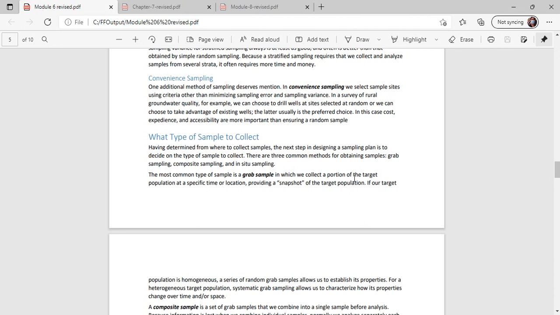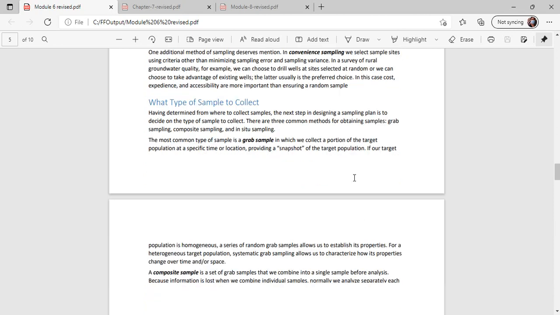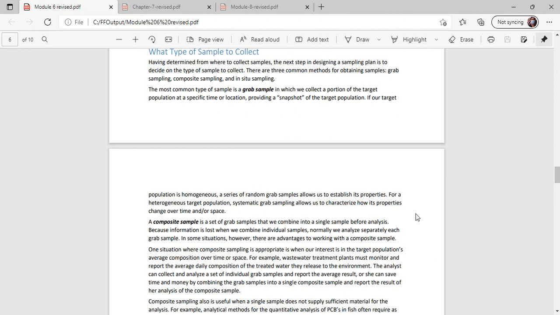First, with the grab sample, in which we collect a portion of a target population at a specific time and also location, providing a snapshot of a target population. If our target population is a homogeneous, okay, a series of random grab samples allows us to establish its property. For a heterogeneous naman yung class, okay, a target population, a systemic graph allows us to characterize how its property change over time kag also sa space or amo nang iya nga location.